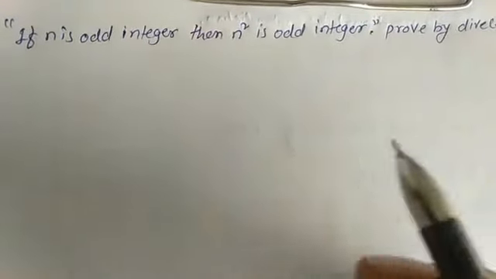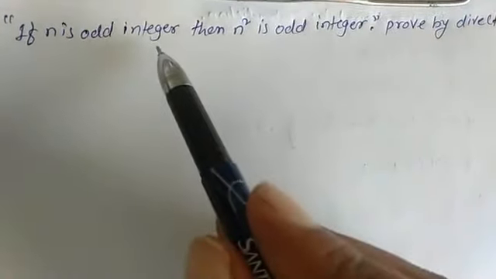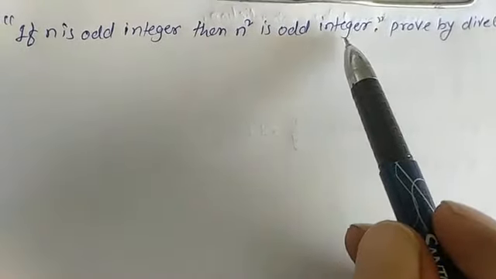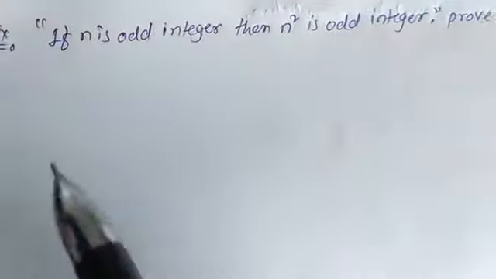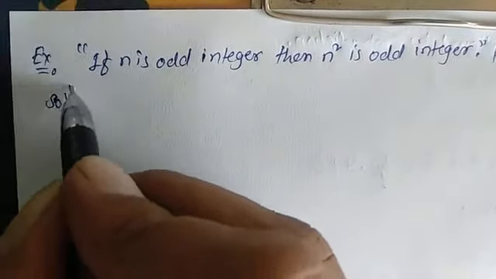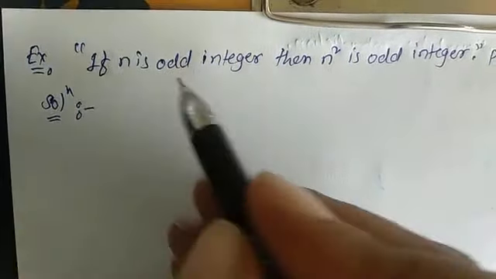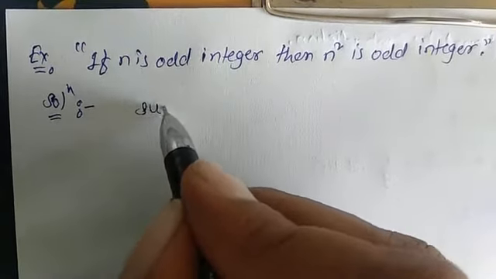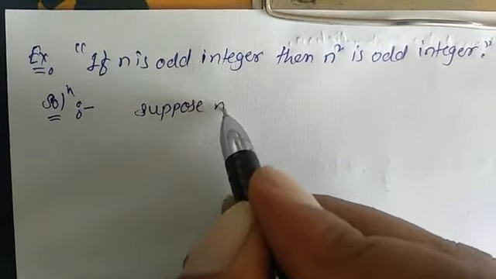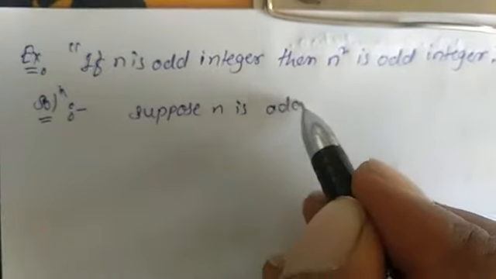Now consider the next example. If n is an odd integer, then n square is an odd integer. Prove by direct method. That means in this solution we have to directly consider the first part, that n is an odd integer. So suppose n is an odd integer.